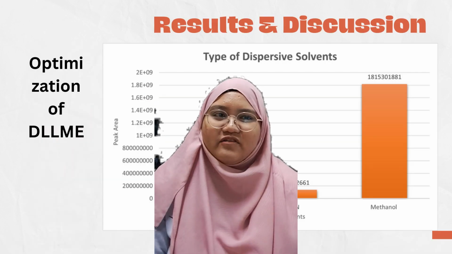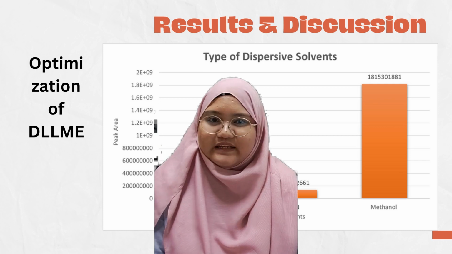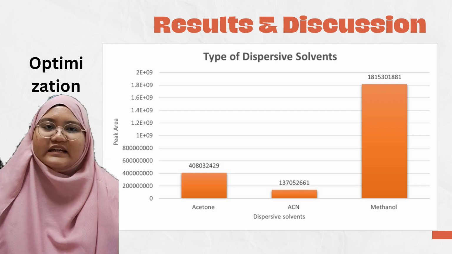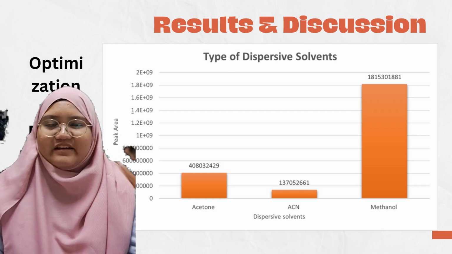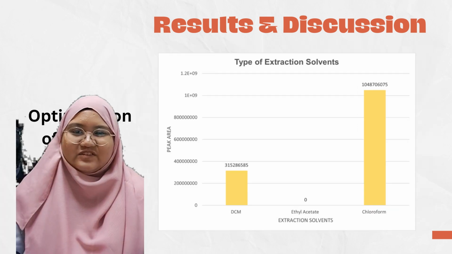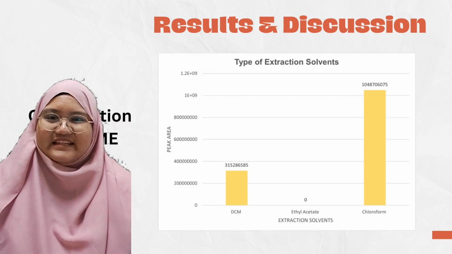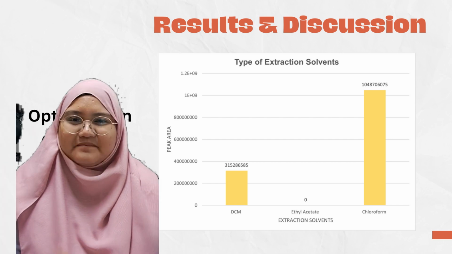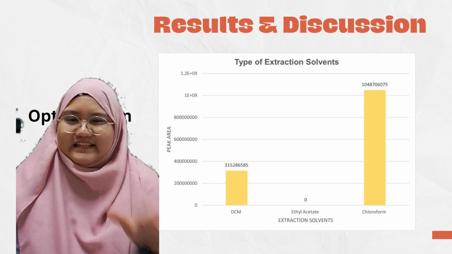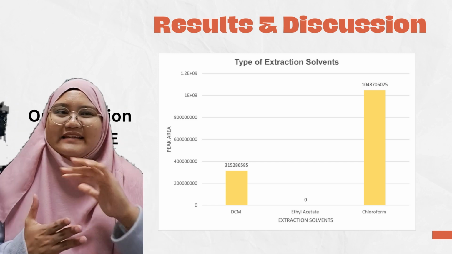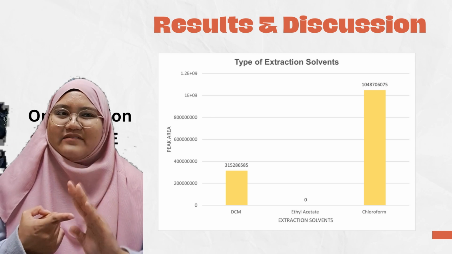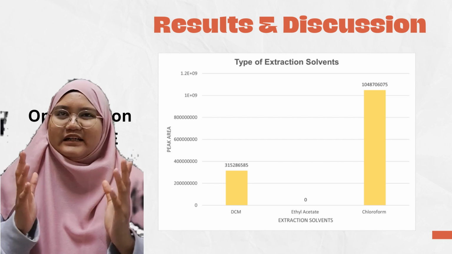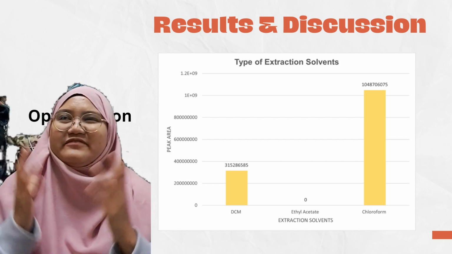Here's the result for the type of dispersive solvent. As you can see from the graph, methanol gives the highest detection level of nicotine in the sample. As you saw on the screen, chloroform gives the highest detection of nicotine in the sample compared to the rest, but ethyl acetate is not even considered as an extraction solvent at all, because when both ethyl acetate and dispersive solvent are combined then injected into the sample, it doesn't give two separate solvents, which defeats the purpose of liquid extraction.